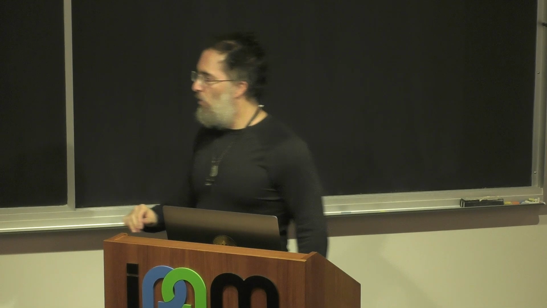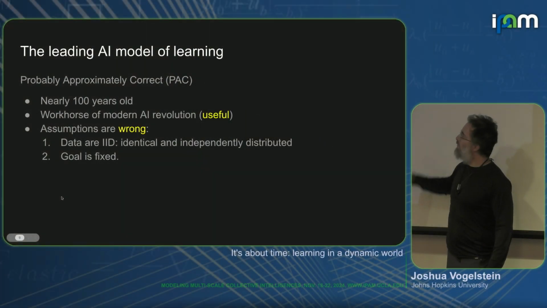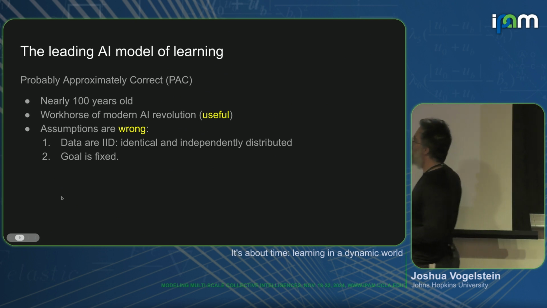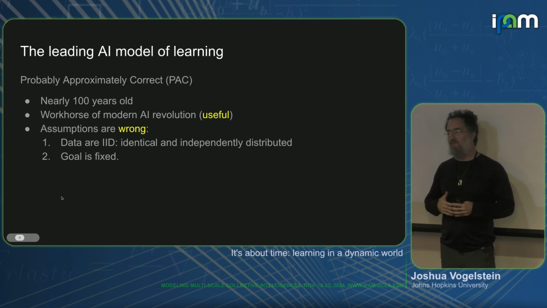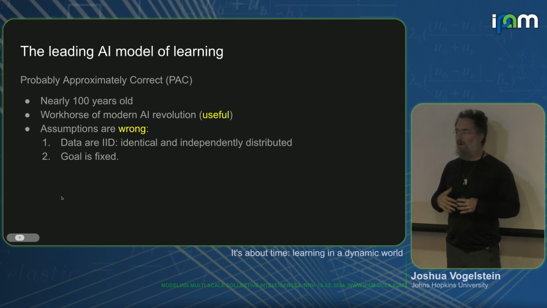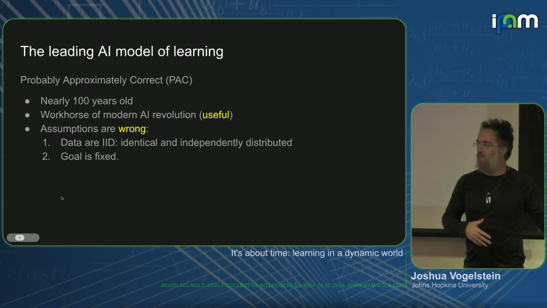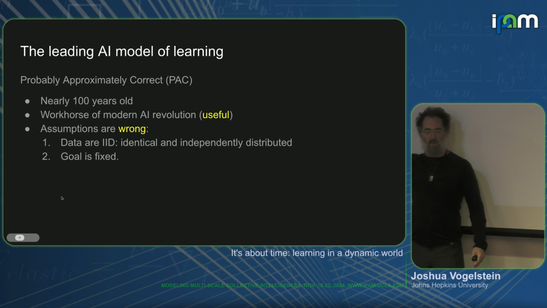Okay, so Vapnik comes around, and Valiant comes around, and a bunch of other people, and they talk about something called probably approximately correct, and it's essentially what I just said. It's the workhorse of modern AI. So almost all of the developments from 2012 forward are leveraging this. They're leveraging algorithms where the theory suggests that they will work because of this thing. So it's very useful. However, it's also very wrong.